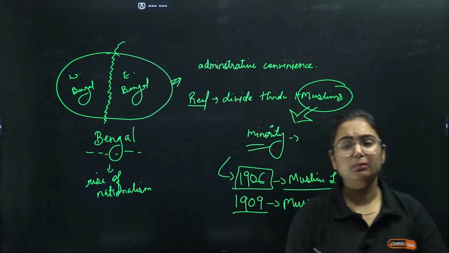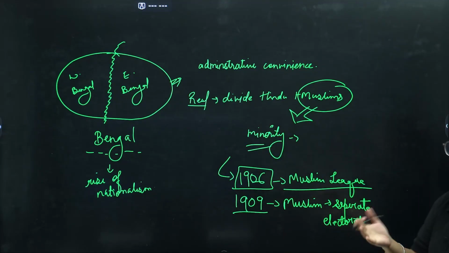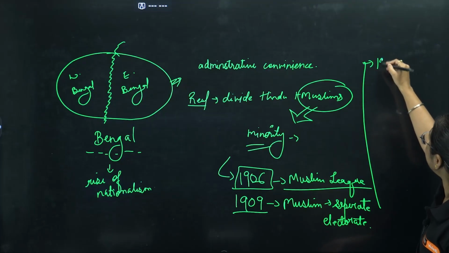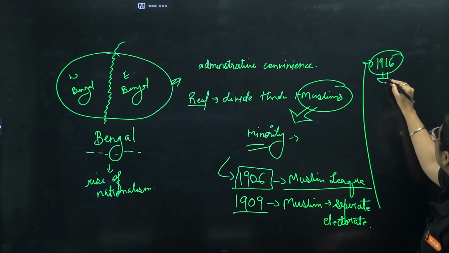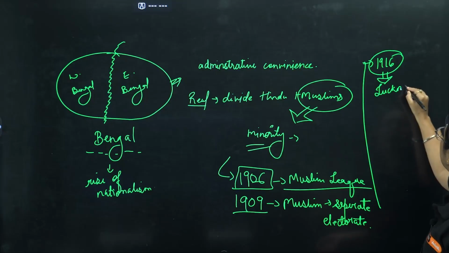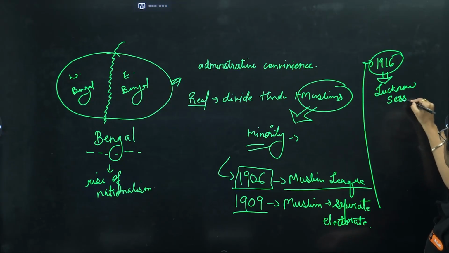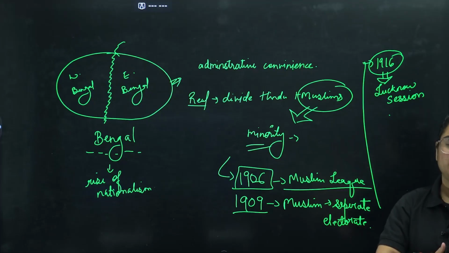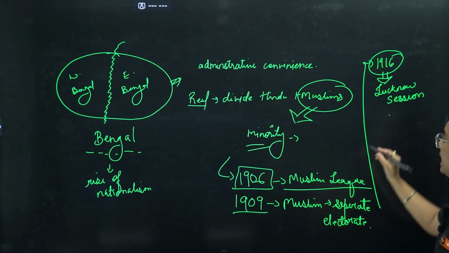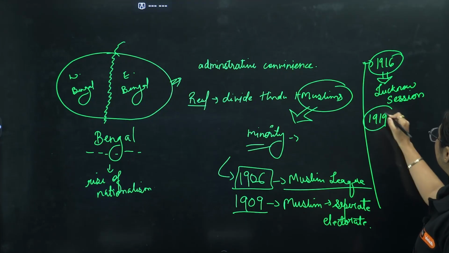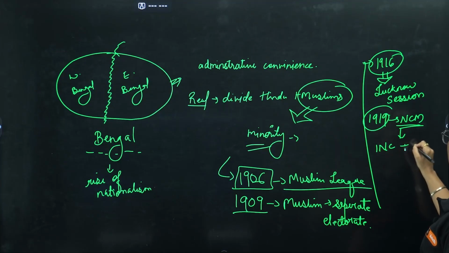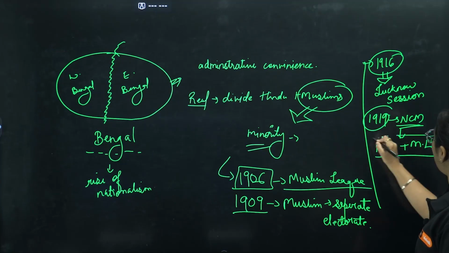But after some time, they also realized the reality of the Britishers, and it was in the year 1916, a session at Lucknow was held between the Indian National Congress and the Muslim League, where they said that we will work together, we will fight together for our freedom struggle. And in 1919, when the non-cooperation movement was launched, we have seen the Indian National Congress and Muslim League fighting together.